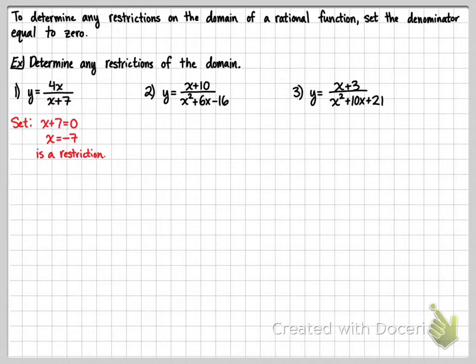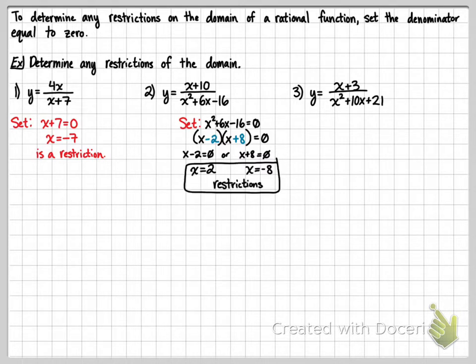Likewise, let's set x squared plus 6x minus 16 equal to 0. We have to factor that. So it's x minus 2 times x plus 8 equals 0, and then we set each of these equal to 0. So x minus 2 equals 0, or x plus 8 equals 0, and then we solve for x on each one. That means x equals 2 is a restriction, and x equals negative 8 is also a restriction.